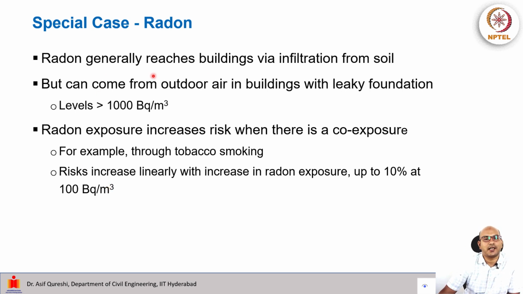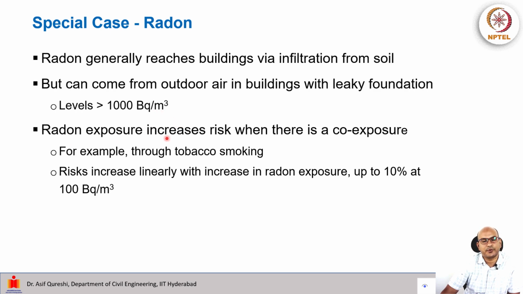So radon, as we've seen from the previous figure, generally reaches buildings via infiltration from soil, but it can also come from outdoor air in buildings with a leaky foundation. When the building has a leaky foundation, the radon comes from soil to the outdoor air, and from outdoor air to indoor air, maybe via windows or doors. And levels have often been reported to reach up to 1000 becquerel per meter cube.